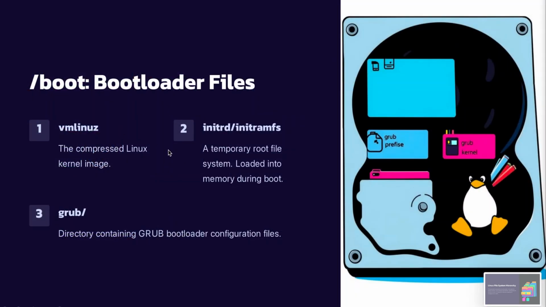In the boot directory, let's discuss some more files. It contains vmlinuz, the compressed Linux kernel image, and initrd, the temporary root file system loaded in memory during boot. The grub directory contains the GRUB bootloader configuration files. This is a very important folder. I suggest you don't try to delete, edit or update anything here. Let the Linux system do whatever it wants.